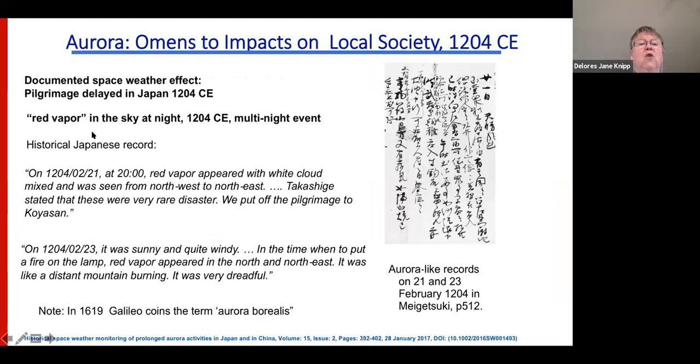In 1204, there was a red vapor observed in the night sky in southern Japan, and it actually occurred for two nights in a row, so probably an active region that threw out at least two interplanetary coronal mass ejections. It was good viewing weather, quite windy, and at the time that you would light the lamps, a red vapor appeared in the north. It was like a distant mountain burning, and it was very dreadful. On the previous two nights, this person had put off a pilgrimage they were going to make. So this is the first indication of an actual space weather effect on humanity. Somebody changed their plans.